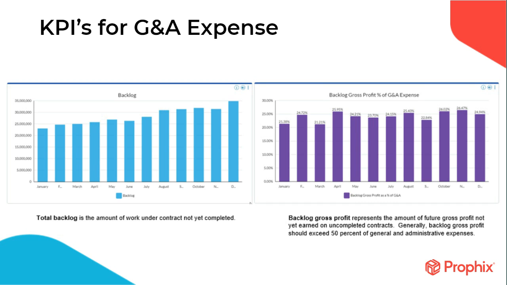So how much profit do you have in your remaining backlog? Have you adjusted your estimated cost to complete for the effects of COVID? None of the estimators estimated the cost of COVID when they bid jobs 2 or 3 years ago. And then are the profits that you have in there enough to cover G&A expenses? Typically, the backlog gross profit should exceed 50% of your G&A expenses if you want to turn a profit.